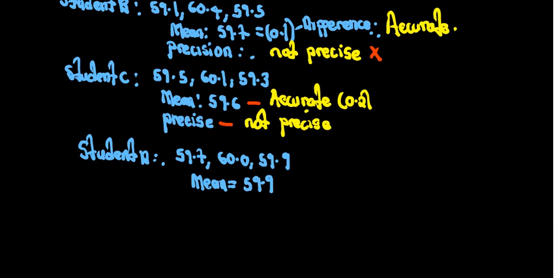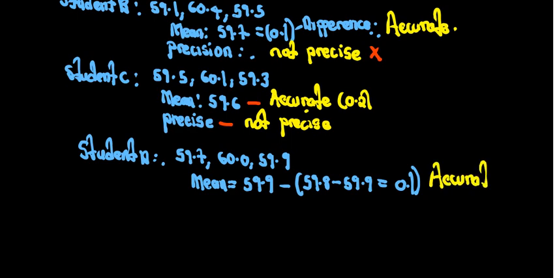What's the difference between the mean for student D and the exact value, the true value? The exact value was 59.8 minus 59.9. I'm getting a difference of 0.1. So these numbers were what? Were accurate. These numbers were accurate. But were they precise?